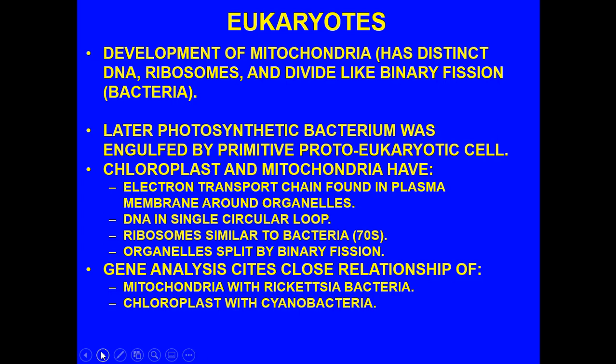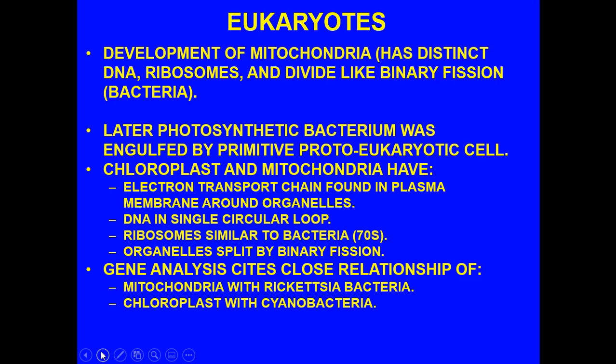Now, why do we say this? Because mitochondria have a distinct DNA, ribosomes, and they divide like binary fission, just like bacteria. When I say distinct DNA, they have a circular loop of DNA as opposed to the eukaryotic cell, which has it more a linear strand.